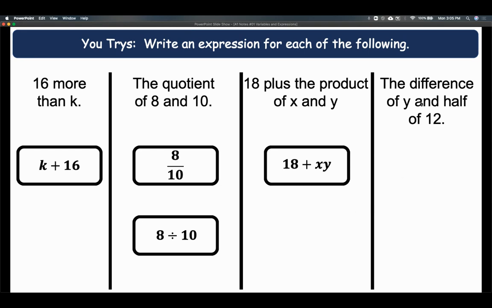The difference of y and half of 12. Difference means subtract. I don't need to flip anything over because I don't see any more than or less than. So difference means I'm subtracting. So I'm going to do y, the difference of half of 12. There's a few different ways you can write it. I would probably write it like this: the difference of y and half of 12. And that was that one.